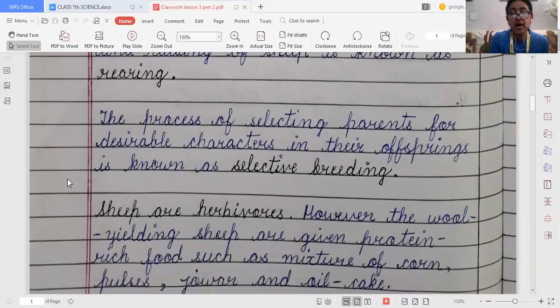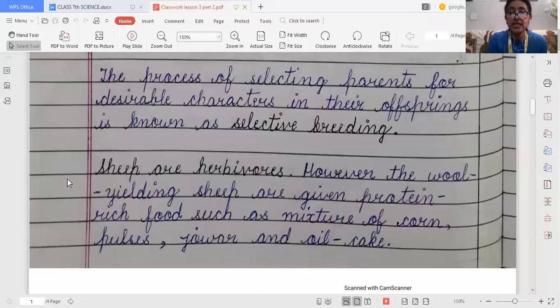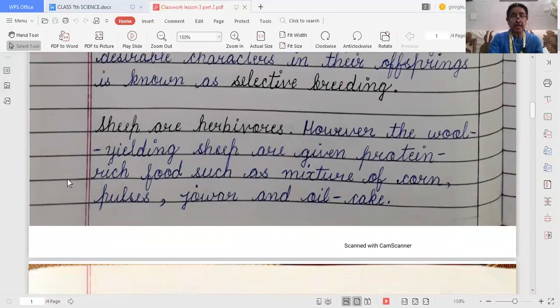We all know sheep are herbivores. However, the wool yielding sheep are also given, along with the herbs, protein rich food such as a mixture of corn, pulses, jowar and oil cakes. That is how the rearing of sheep takes place.